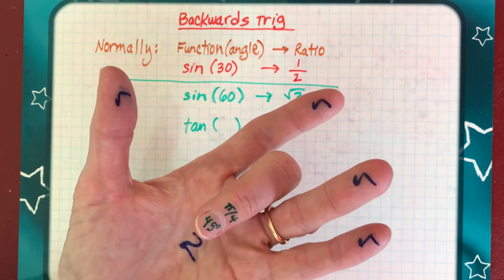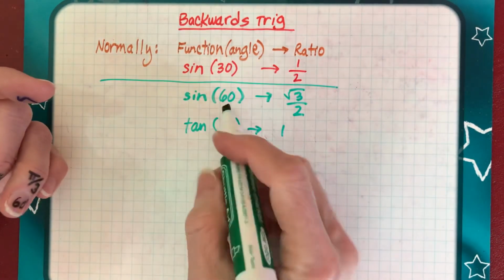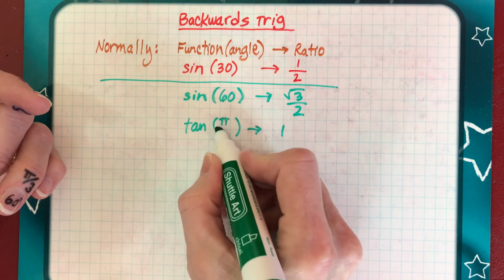So how many degrees is that? 45, or I'll go ahead and write it in radians this time. Tangent of pi over 4 is 1.